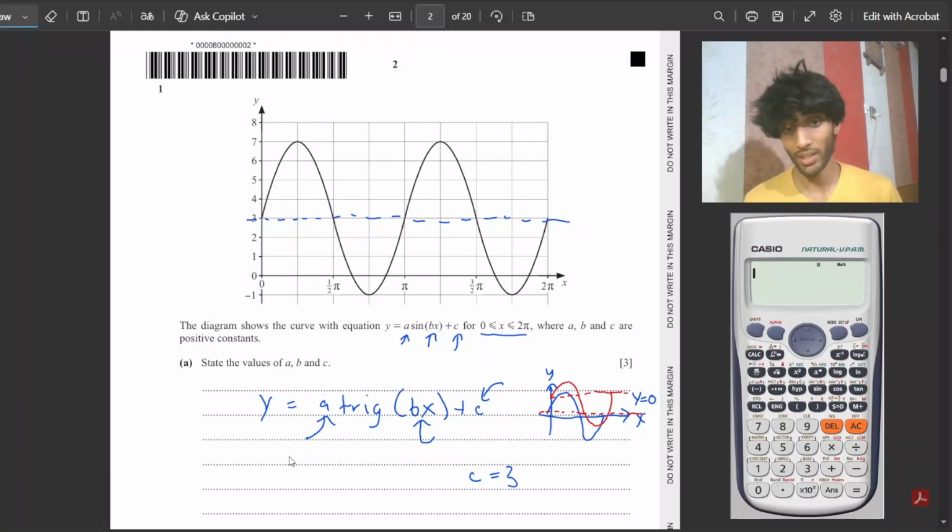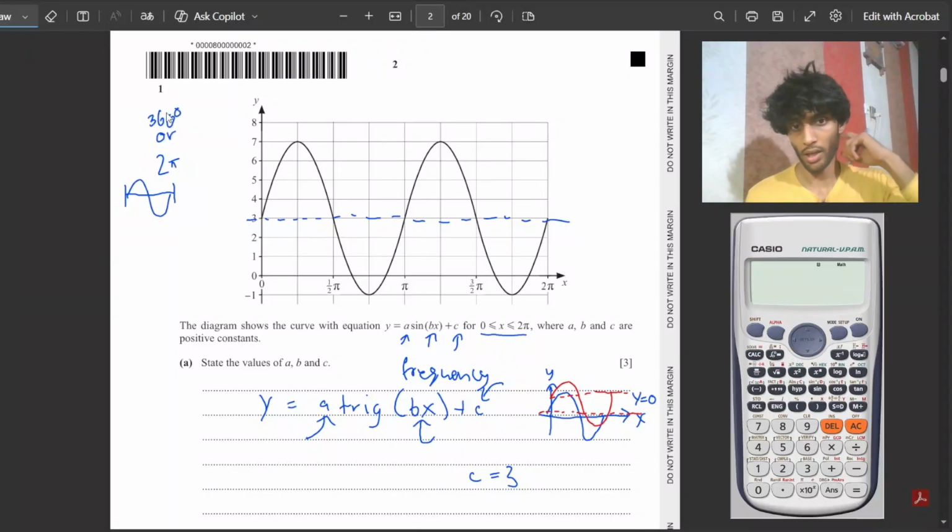What about b? b is the frequency, okay? So if a basic sine wave, let me draw this over here, gets completed in 2 pi, or 360 degrees. Now, about this particular sine wave that we're seeing over here, how many complete sine waves do we get in this 2 pi? That's basically what a frequency means. A frequency means how many complete trig waves you're getting within 360 degrees or 2 pi, or in other words, one cycle.